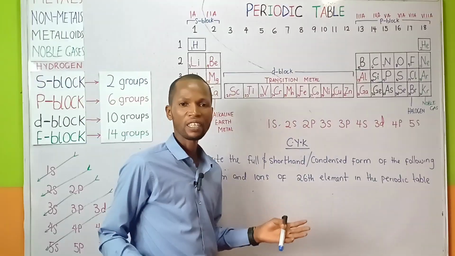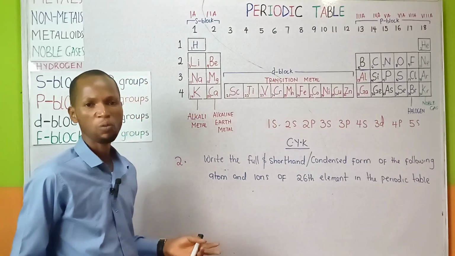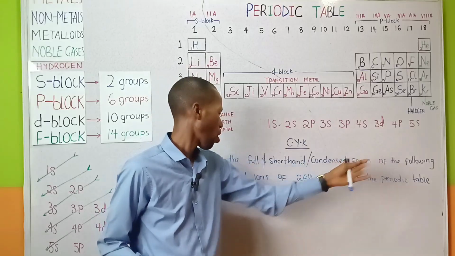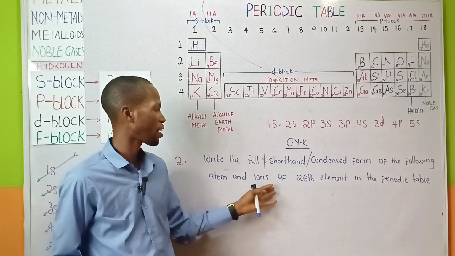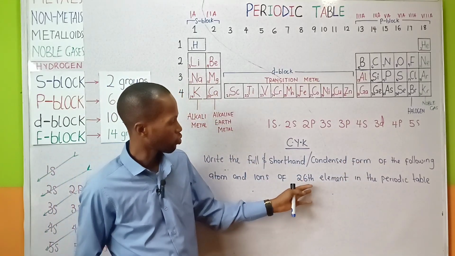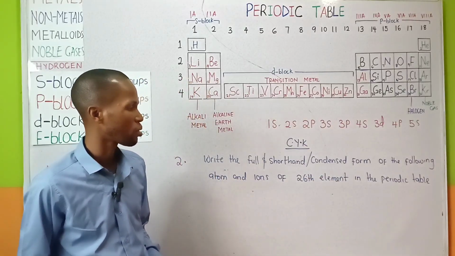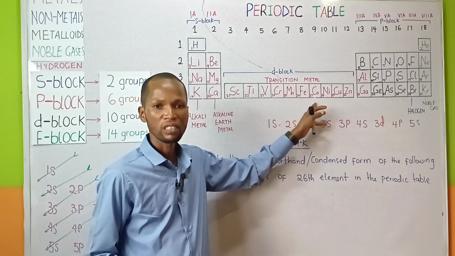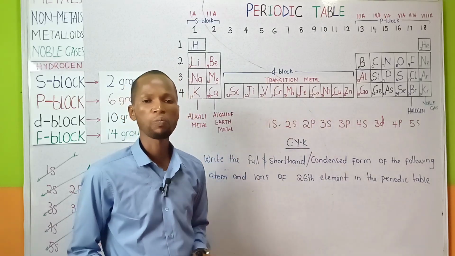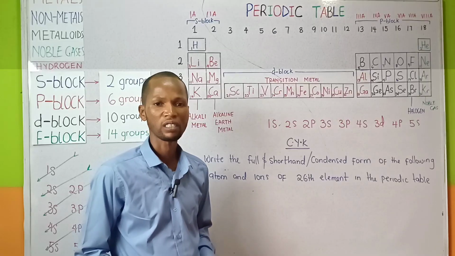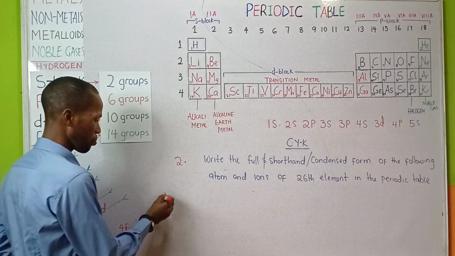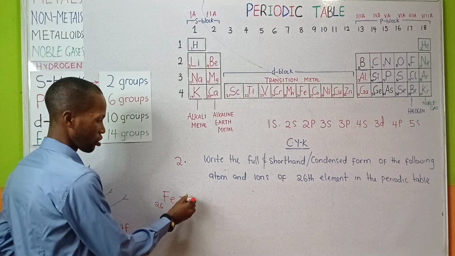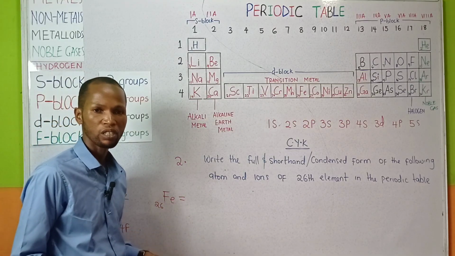Does that make sense? Here is another question on the board, still on CYK, that is check your knowledge. You have to write the full and shorthand form of the following atom and ions of the 26th element of the periodic table. The 26th element of the periodic table is iron. That's correct. So I would like you to pause the video and attempt the question. All right, can we identify the parent atom? We have iron with atomic number 26.